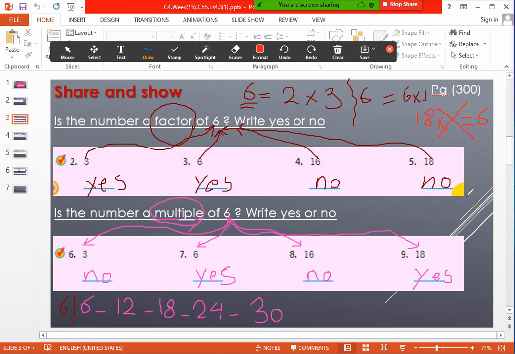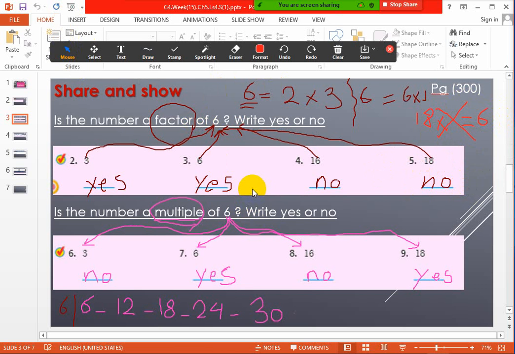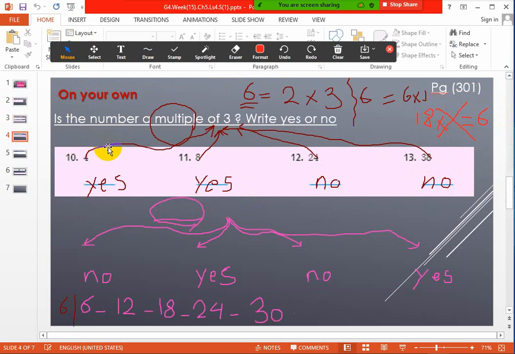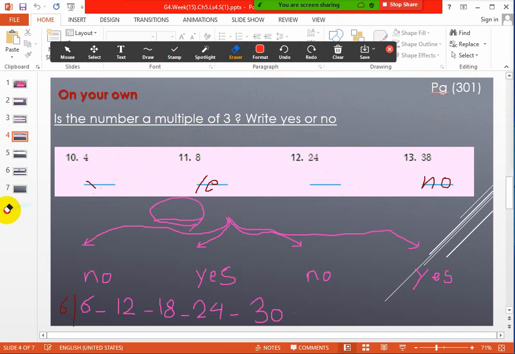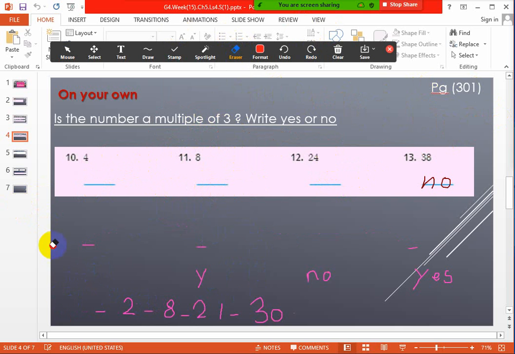Okay? Now, let's move, welcome dear. Let's move now to the next question on page 301. Okay. Now you will understand it very well, because we will solve another example about this. Is the number a multiple of 3?